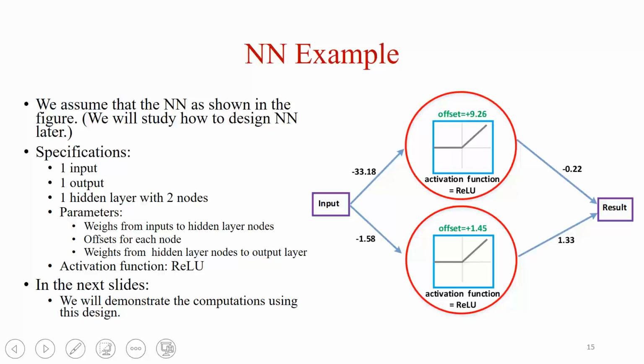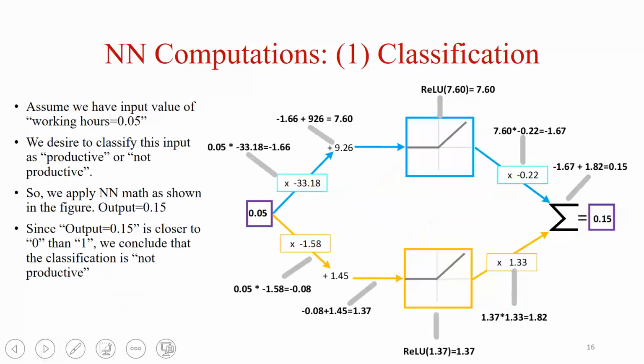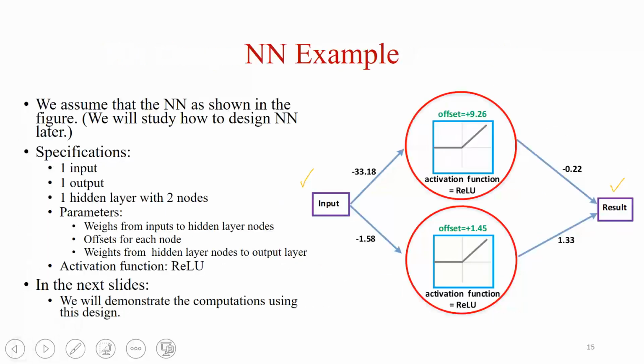What we did, we decided to use a neural network, a single layer neural network with a single input, which is the number of hours, and a single output, which is the productivity. And in this case, we ran our training, and we found out certain weights. Here are the weights, right?